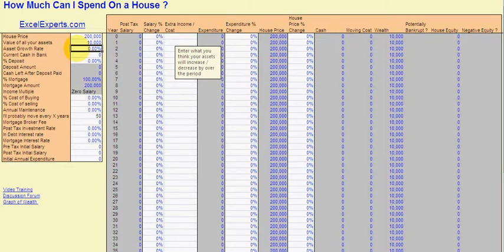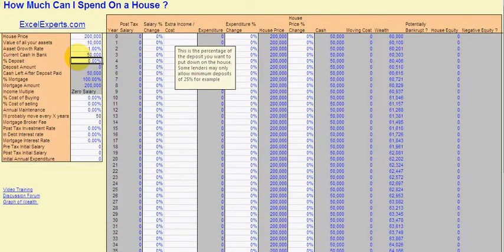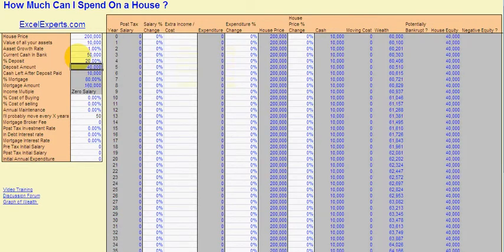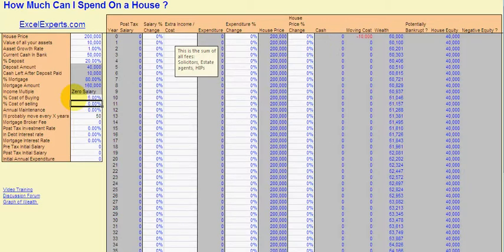Let's say my assets will grow at 1% a year. I've currently got 50,000 in the bank. My deposit is 20%, so for that I just type 20. Notice all of these are calculated for you, as is anything in grey. The cost of buying this house, I'm going to enter 5%, and selling costs 3%.